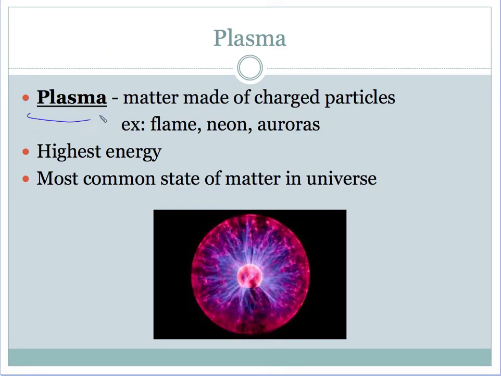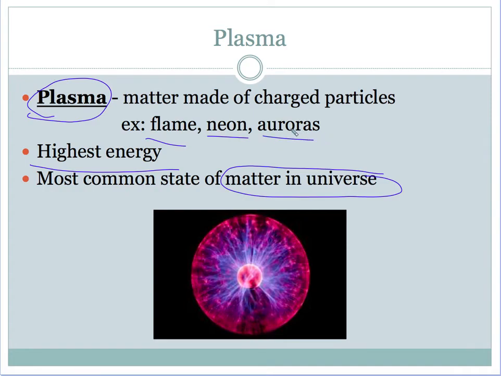Our last state of matter we're going to mention is plasma. Plasma is high energy, and it's got charged particles called ions going around in it. This has the most energy of any of the states of matter. It's the most common in the universe because all of your stars are made of plasma. So examples are flames, neon lights, auroras. All of those are plasma.